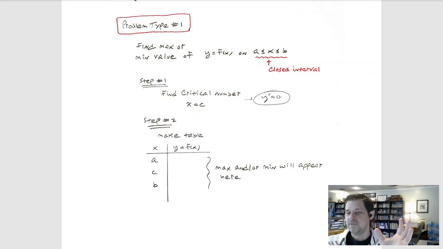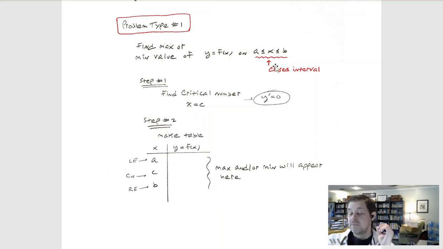The next step would be to make a table of the left endpoint of your interval. That's this number a, right here. Your right endpoint of the interval, that's this number b, and your critical number that you find in step 1. Make a table, take those three numbers, put them into this original function, and among those results, you'll see the max and or the minimum. Okay, the biggest of these numbers will be the maximum, and the smallest of these numbers will be the minimum, and then you'll have your answer.